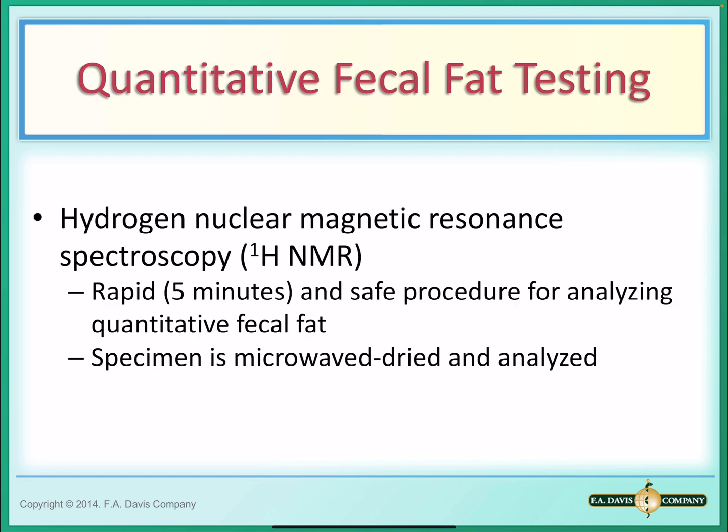The hydrogen nuclear magnetic resonance spectroscopy, the HNMR test, again, is the rapid 5-minute test. It is a safe procedure for analyzing quantitative fecal fat. The sample here is microwaved, dried, and analyzed. It is a very quick procedure, it's less invasive, and it takes about 5 minutes to perform.